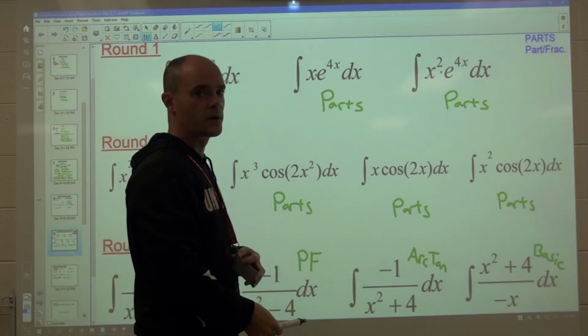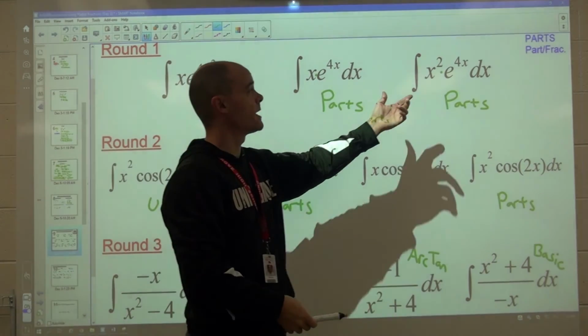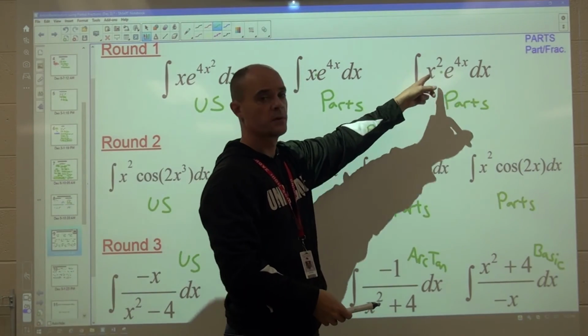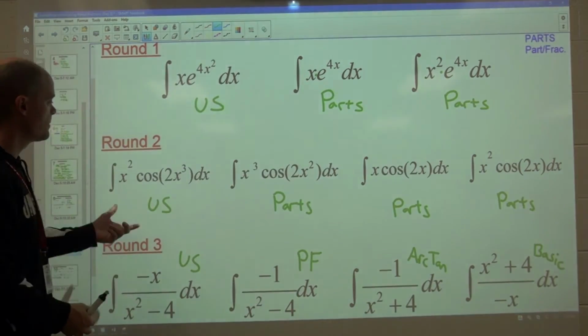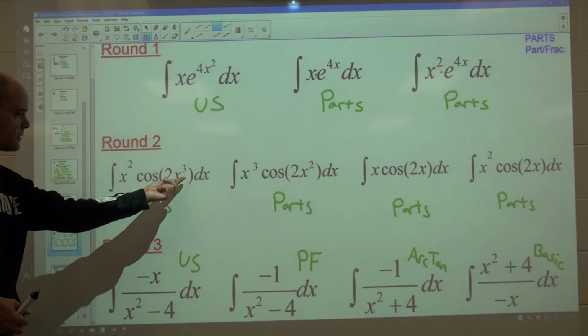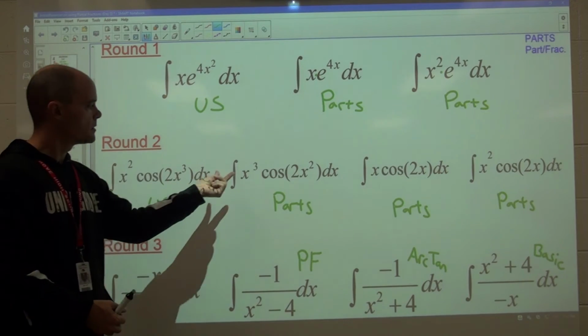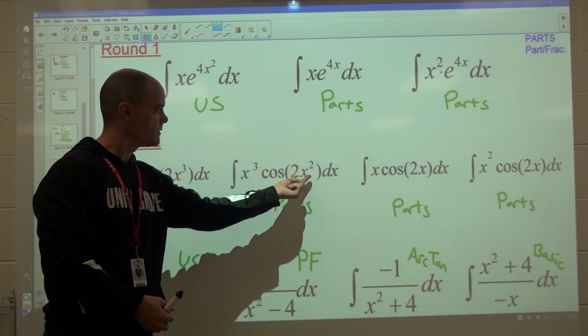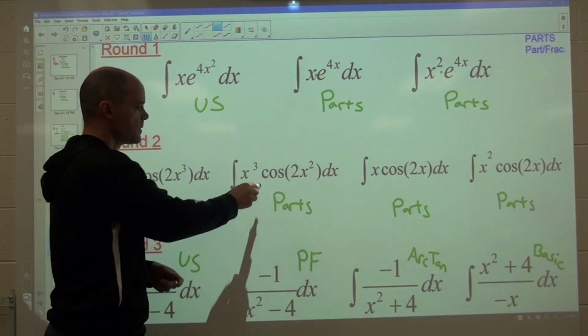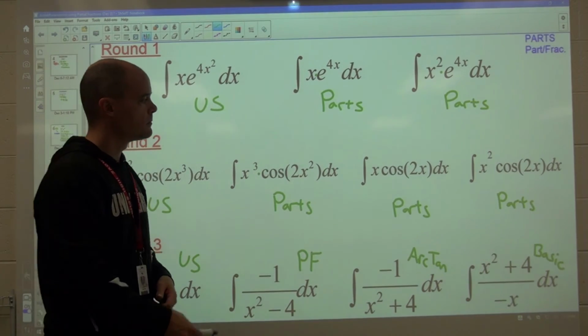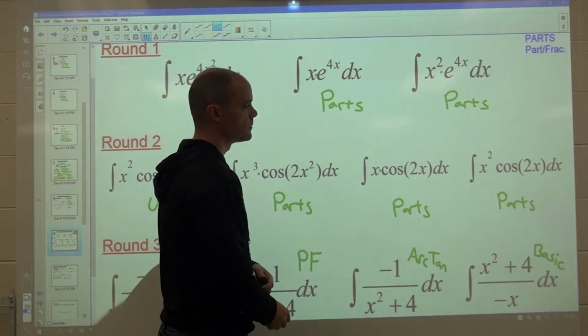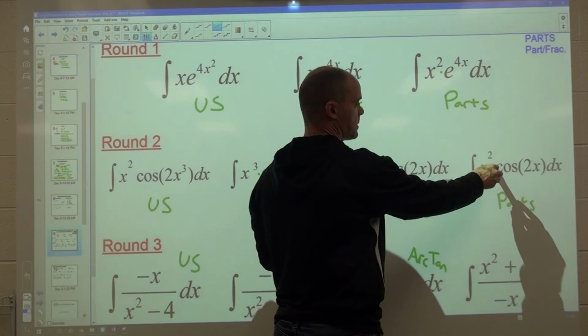So we have another parts problem there. This would be a tabular, so that you could cycle through those quickly. And then same thing here. The derivative of u is right there, or at least a version of it. You can't have du inside of cosine, so this must be a product rule.